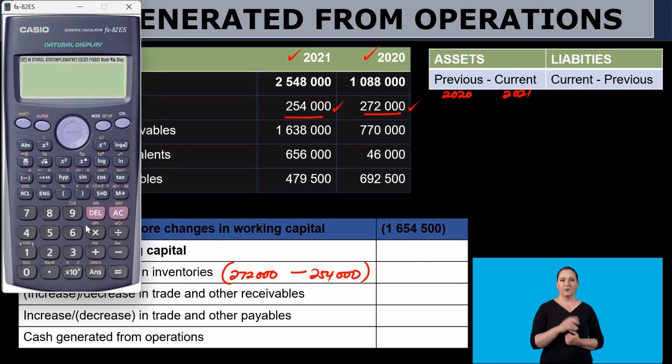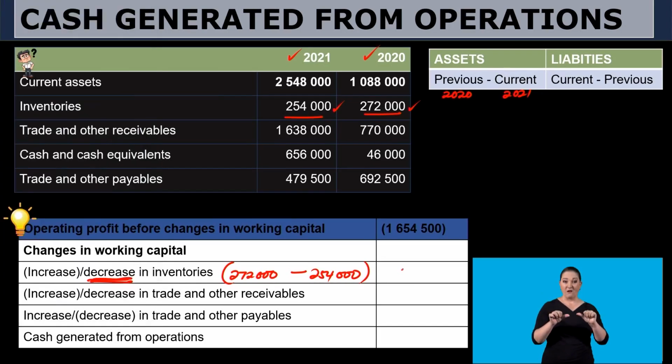Then let's punch it on the calculator together. Your 272,000, then minus your 254,000, and then you can see that my answer here is a positive 18,000. So I'm just going to write my 18,000, a positive one. That means it's a cash inflow, positive cash inflow. Okay, let's see when we do the next one.